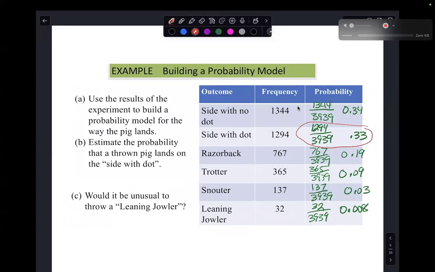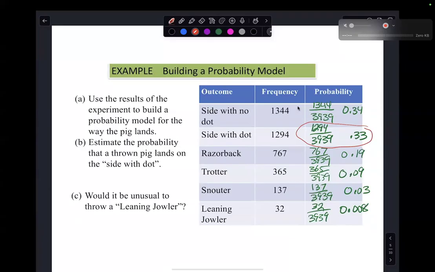Now, when it asks if something is unusual, we're going to have to go into our Wayback Machine and think about the empirical rule. You may recall that anything more than 2 standard deviations away from the mean was an outlier. That 2 standard deviations on either side of the mean was 95% of our data, which means 5% of our data is in outlier territory. Therefore, anything that occurs less than 5% of the time is considered an outlier or unusual. An unusual outlier, those are the same thing. So it is considered unusual if it occurs less than 5% of the time.